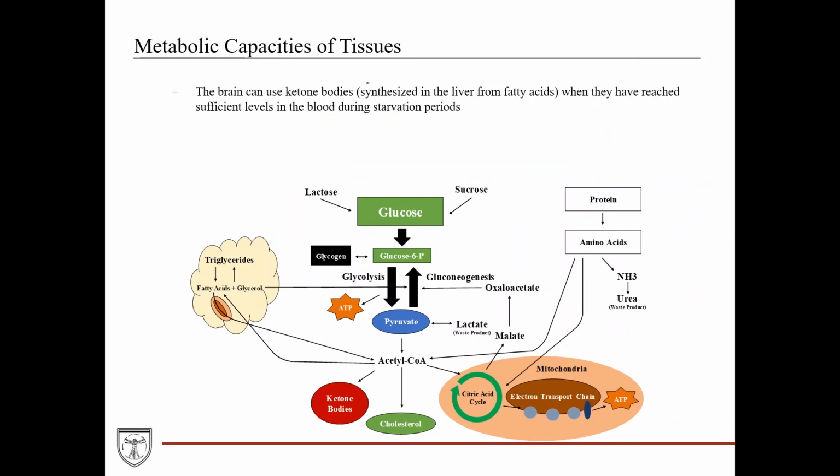The brain can use ketone bodies, which are synthesized in the liver from fatty acids, when they've reached sufficient levels in the blood during significant starvation periods. So what happens is that in significant starvation, you've blown through all your glycogen, you're mobilizing fatty acids down to acetyl-CoA, and then you've generated enough acetyl-CoA that it's switched over to ketone body production, and this gets high enough in the blood to where it can cross over into brain tissue and help power the brain, which the thought there is it helps spare what glucose is left to help power other tissues.